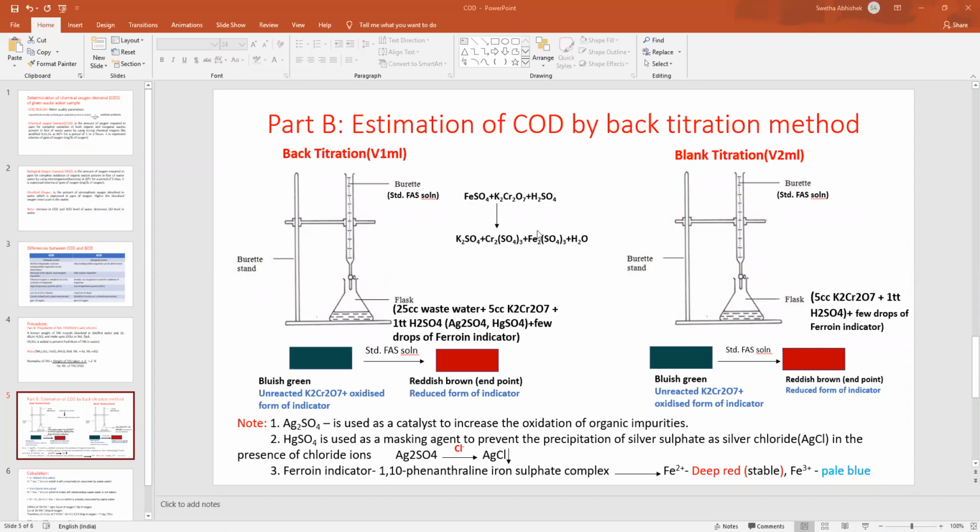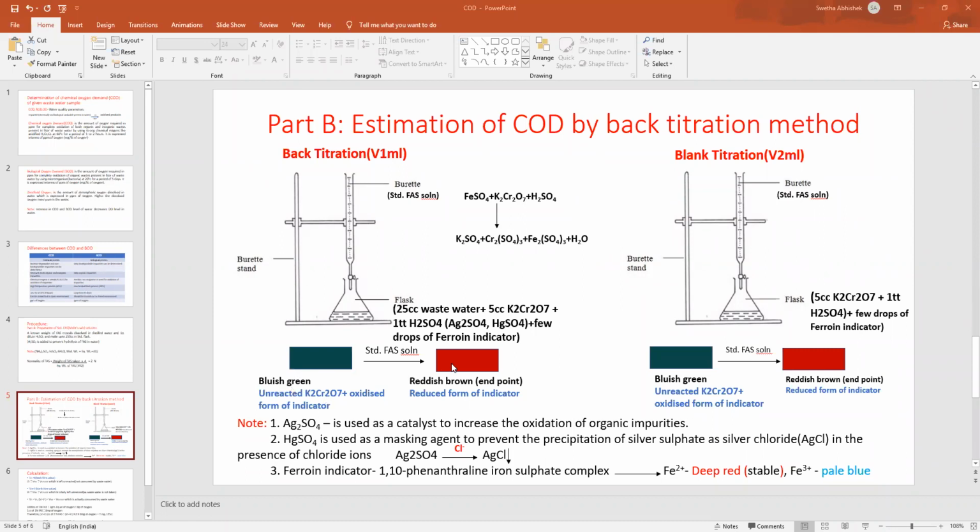So what are the products of the reaction? Potassium sulfate, chromium sulfate, and this is ferric sulfate. Ferrous sulfate to ferric sulfate is an oxidation, and here chromium plus 6 is reduced to chromium 3 plus. Due to the change of chromium from plus 6 state to plus 3 state, the color appears to be green. The green color is due to chromium 3 plus ions, and the blue color is due to the oxidized form of indicator. So as soon as you add FAS solution, the K2Cr2O7 undergoes reduction.